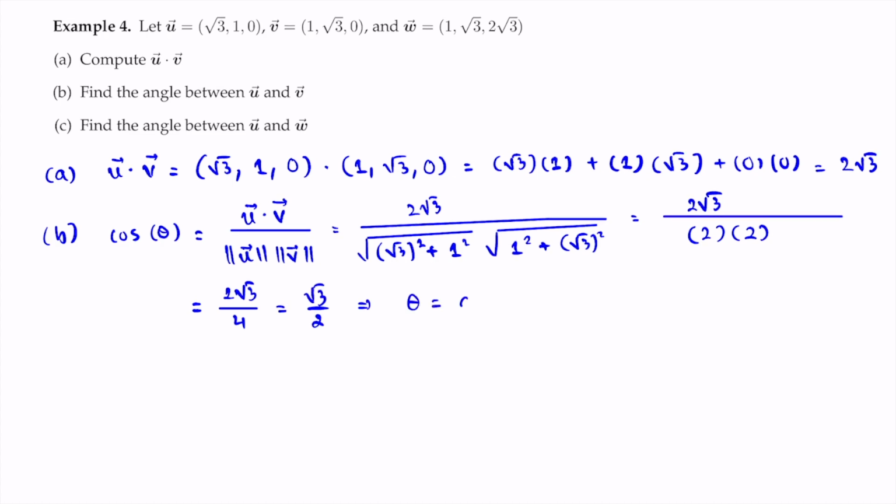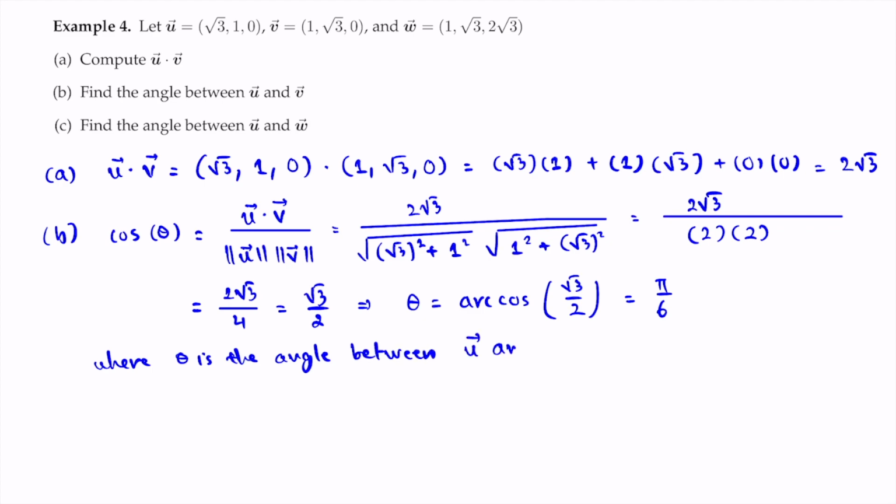So theta is equal to arc cosine of root 3 over 2, which is equal to pi over 6, or a 30-degree angle. We just have the pi over 6 value, or 30-degree angle, because the assumption for theta, the angle between the two vectors u and v, is that theta is between 0 and pi only.